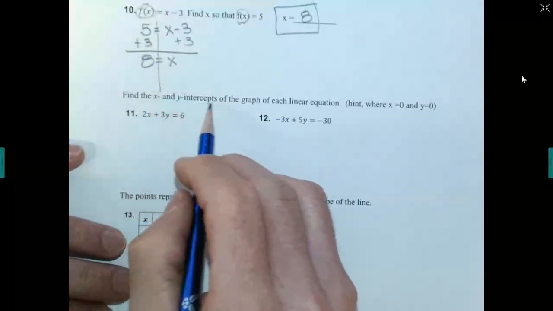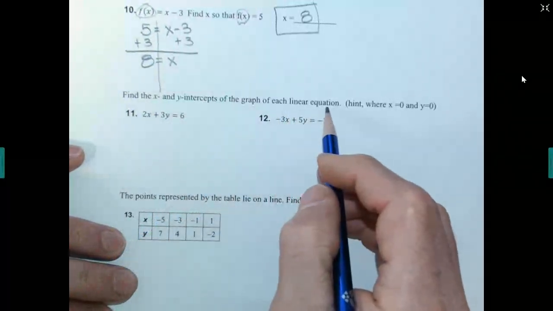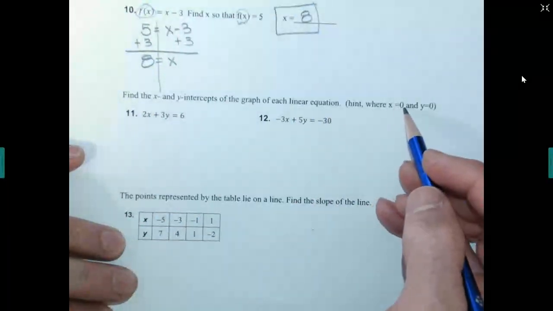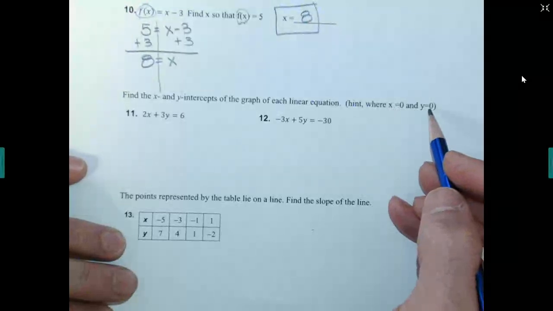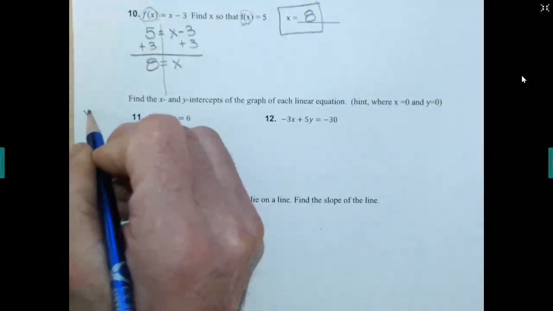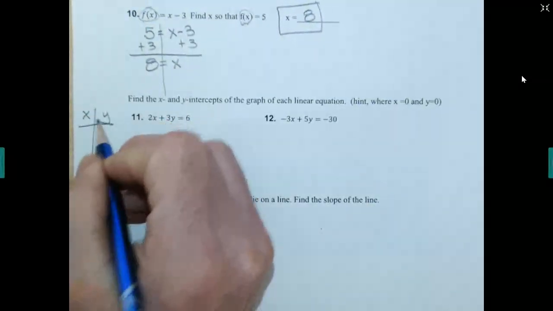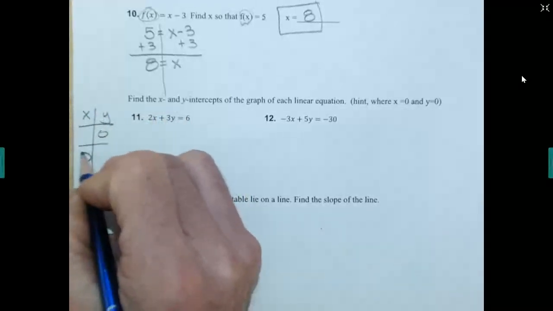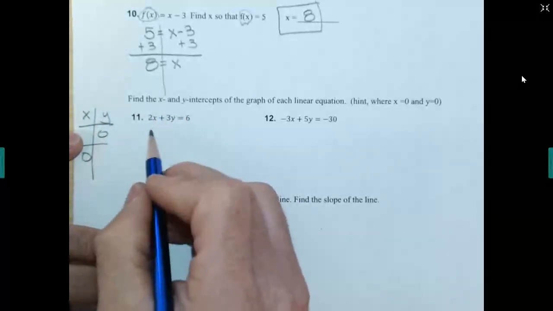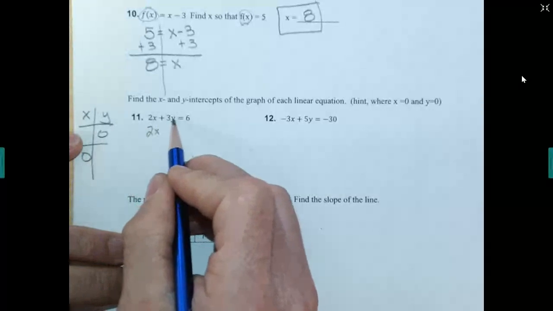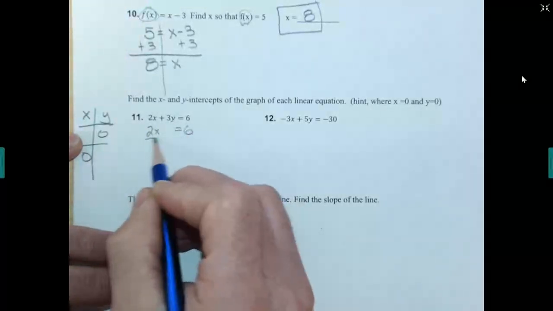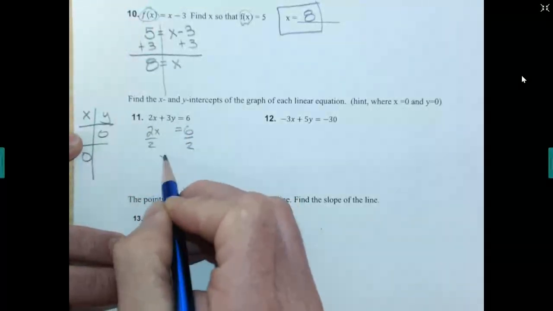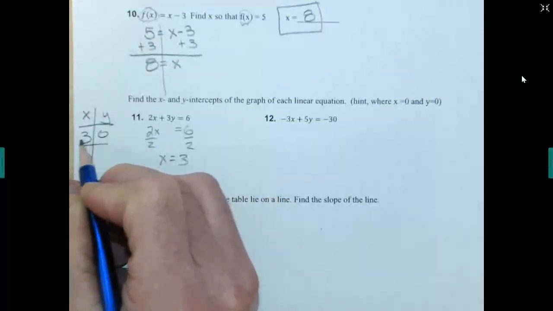Find the x and y intercepts of the graph of each linear equation. Hint, where x equals 0 and y equals 0. That's a great hint. So make y 0. So I have 2x plus 3 times 0 is 0. Divide by 2, I have x equals 3.